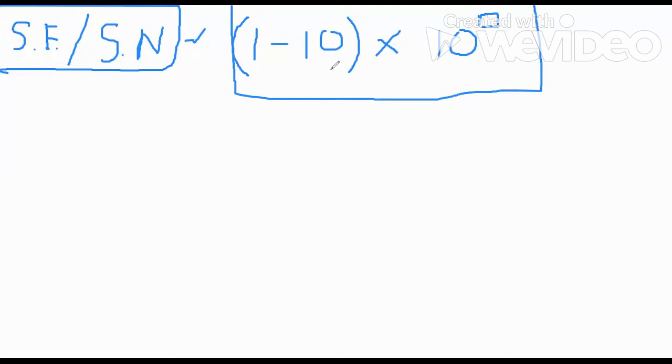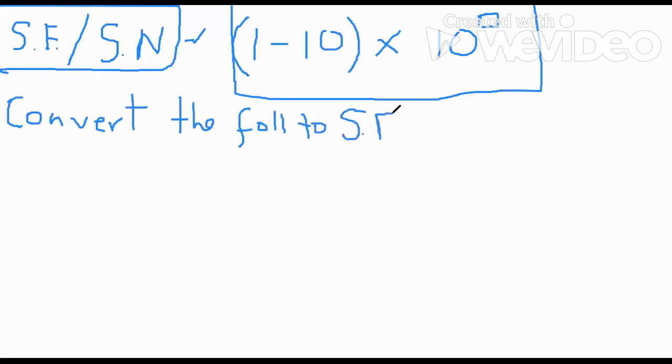Yes, sir. So it could be like 1.1 or 9.9. So 1 and 10 can't be in it. All right. So let me give an example. Convert the following to standard form.